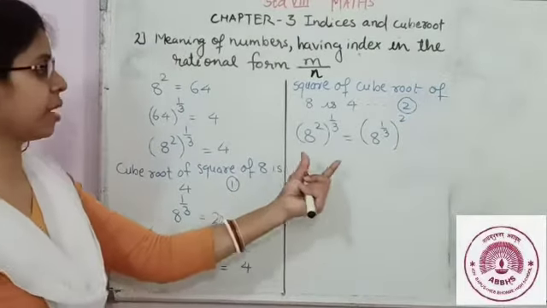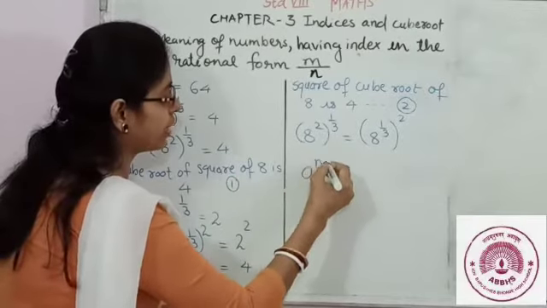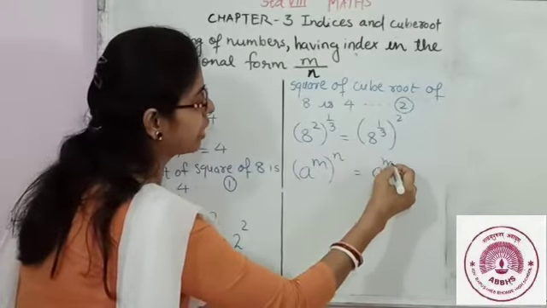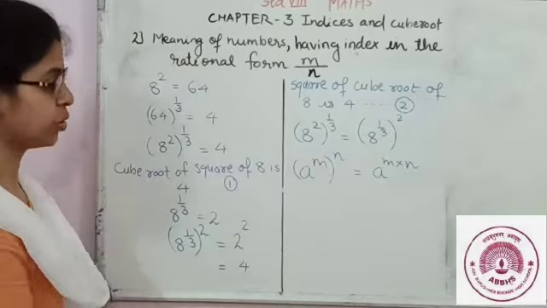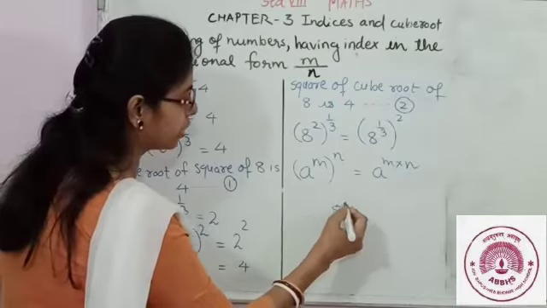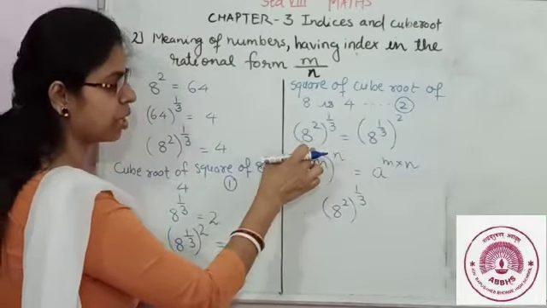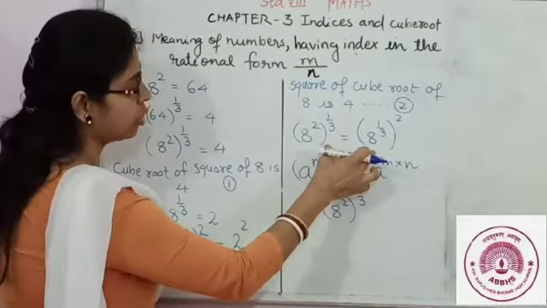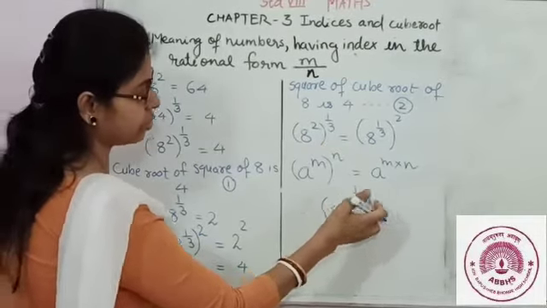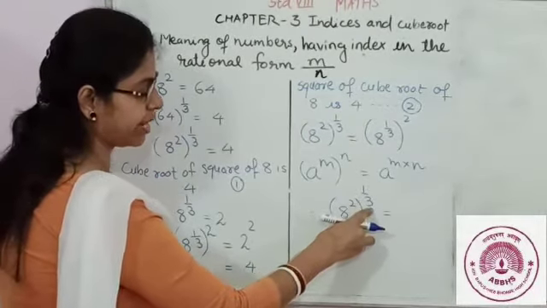Now here we can apply the laws of indices. Which law? A raised to power m, raised to power n, equals a raised to power m multiplied by n. So let's apply this law for this number. Therefore 8 square raised to power 1 by 3. Now you can apply the formula to this one or this one, as both are equal. So we can use one of these. I have taken this one. So 8 square raised to power 1 by 3 is equal to, here the value of m is 2 and the value of n is 1 by 3.